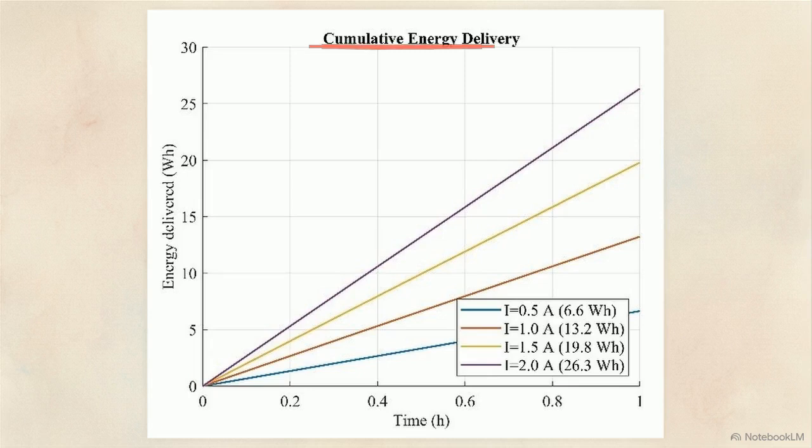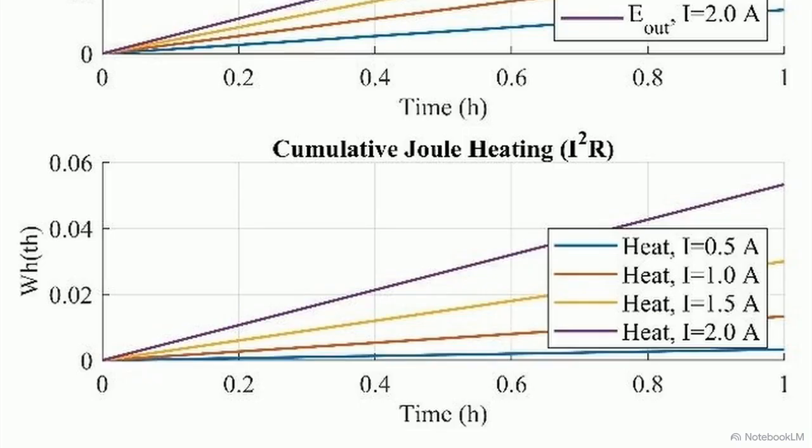This chart tracks the cumulative electrical energy delivered by the pack. Because the currents are fixed, the energy delivery scales linearly, rising from 6.6 watt-hours at 0.5 amps to exactly 26.3 watt-hours at the 2.0 amp limit. However, internal heating losses are driven by the I²R dependency of resistive heating. At 0.5 amps, heating loss is a negligible 0.003 thermal watt-hours. At 2.0 amps, it reaches 0.056 watt-hours, following a clear quadratic growth trend.